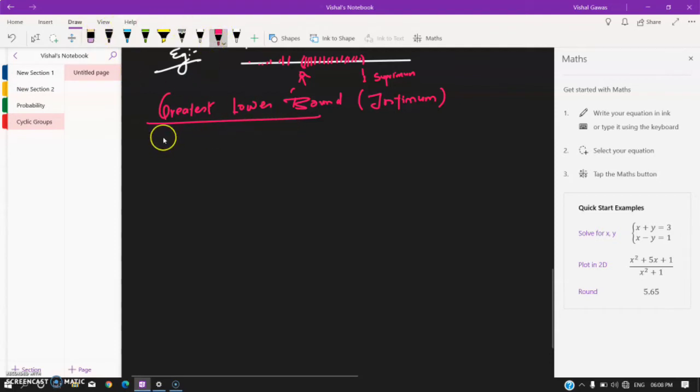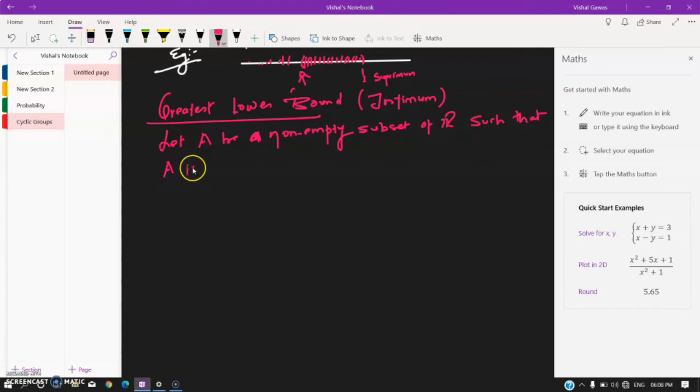Let me put this in a different way. Let A be a non-empty subset of R such that A is bounded below. Right? So I'm taking a subset of R which is bounded below.